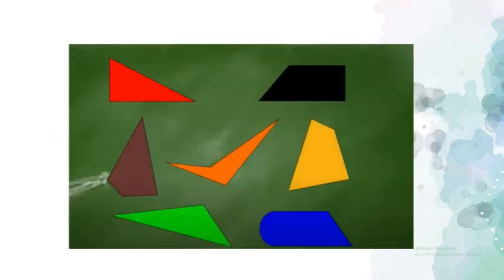This is the rhombus. We can divide it vertically and horizontally. Here is an example of an asymmetrical shape. This shape does not have a line of mirror.